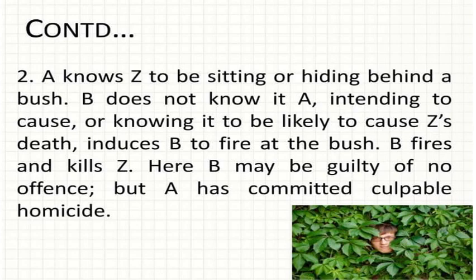Now in this illustration we can say that A is a person who is aware that Z is sitting or hiding behind a particular bush. He goes to B, who is not aware of this condition, and induces B to fire at the bush. A has the intention that by such an act Z, who he knows is sitting there, will be killed. If B fires at the bush and kills Z, B is not liable as he did not have any intention to kill Z, nor was he aware that Z was sitting there. And so A has committed the offense of culpable homicide.